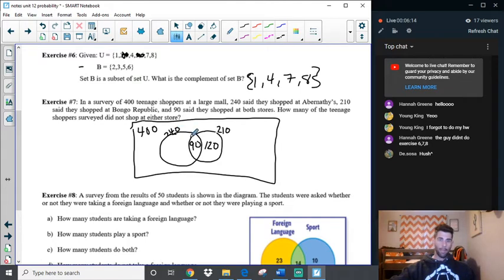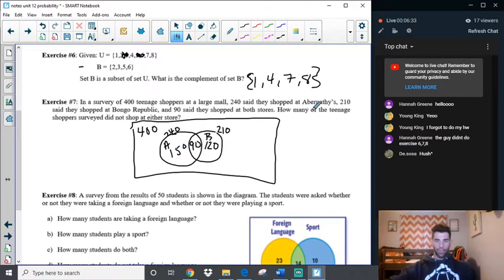240 minus 90, that's going to be 150. Okay, my notes are somewhere, so I hope my numbers are right. And that kind of shows you exactly how many shoppers were only here and how many of the shoppers were only here, and then the mixing between is that 90.